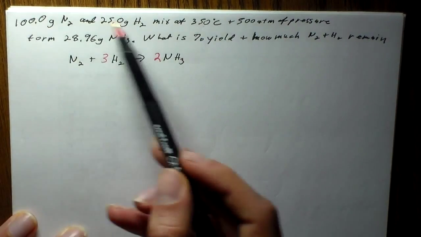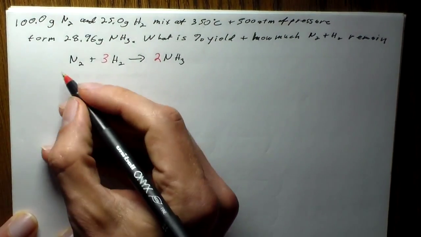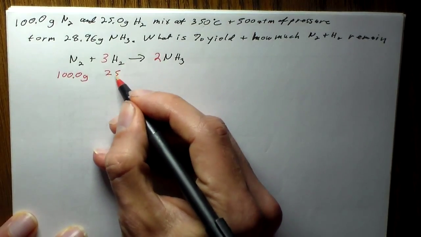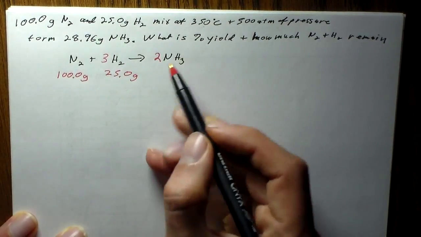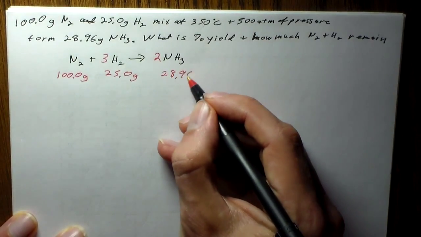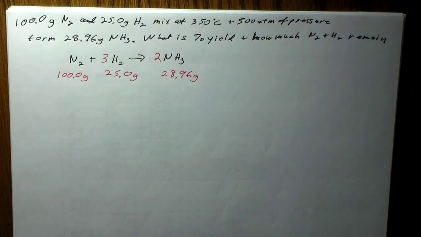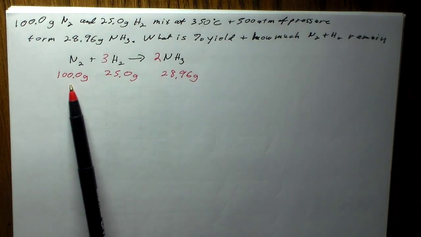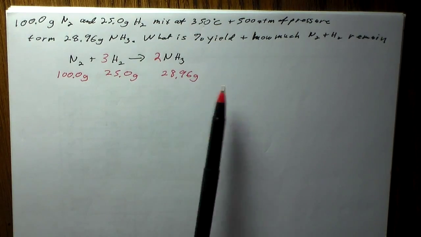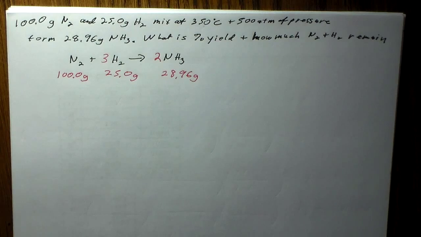First up, what do we have in the problem? We have here 100 grams of nitrogen. For the hydrogen, we have here 25.0 grams, and then for the ammonia, we have 28.96 grams of the ammonia. This is a limiting reagent problem. It's also a percent yield problem, so we can't just say, well, the 100 grams all converts over to here, or the 25 all converts to here. So we're going to have to calculate each of these things individually to figure out exactly how much ammonia should be and is actually produced.